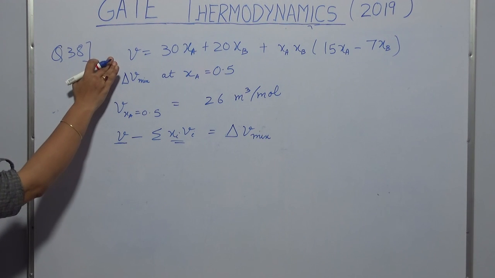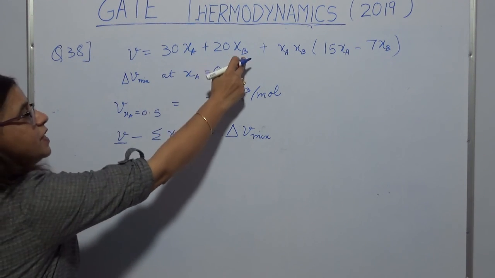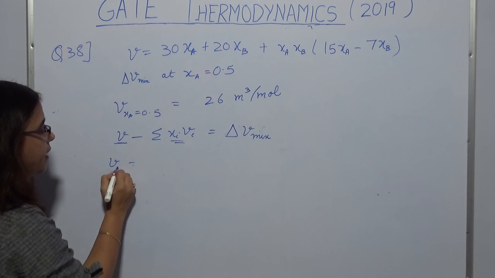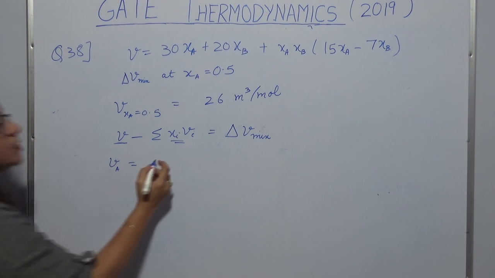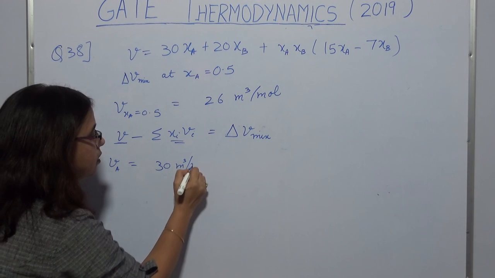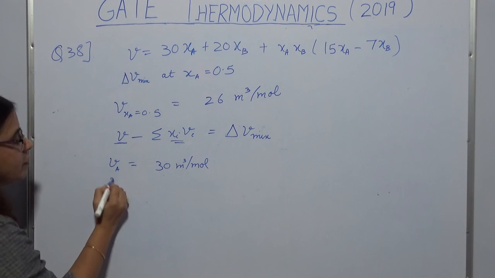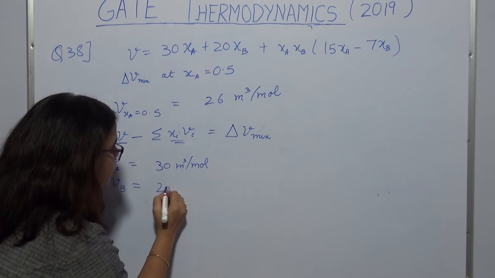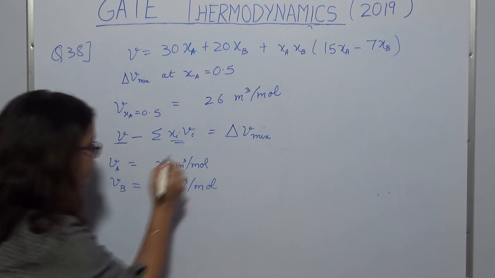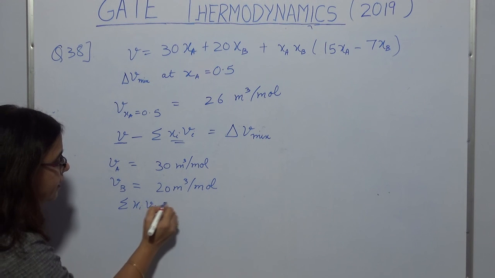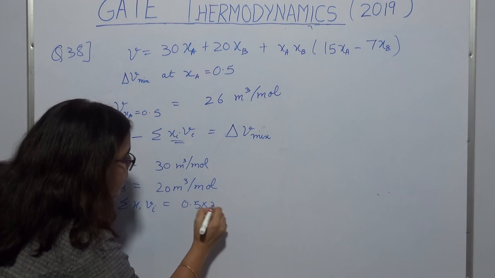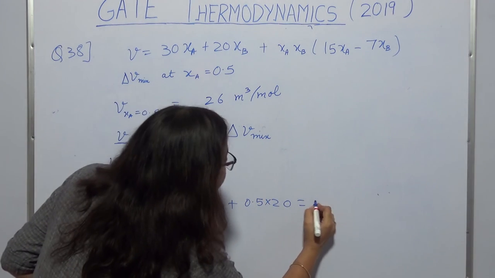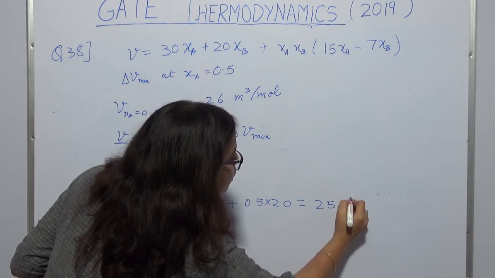For that we again go back to this equation. If I put XB equal to 0 and XA equal to 1, then I can evaluate my VA from the same equation, which comes out to be 30 meter cube per mole. Similarly, I am going to evaluate my VB from the same equation by putting XB equal to 1 and XA equal to 0. So it comes out to be 20 meter cube per mole. Then my summation Xi Vi will be equal to 0.5 into 30 plus 0.5 into 20, which is equal to 25 meter cube per mole.